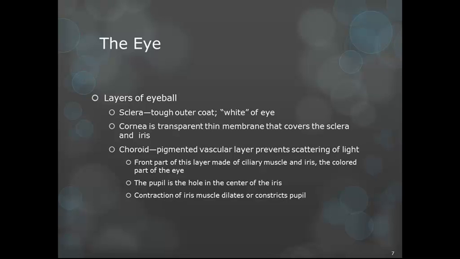The eye, there are several layers to the eye. We have the sclera, which is the outer coat or the white part of the eye. The cornea is the transparent thin membrane that covers the sclera and the iris. The choroid is a pigmented vascular layer which prevents scattering of light. The front part of this layer is made up of ciliary muscle and the iris. The iris is the colored part of the eye. The pupil is the hole in the center of the iris, and contraction of the iris muscle dilates and constricts the pupil.